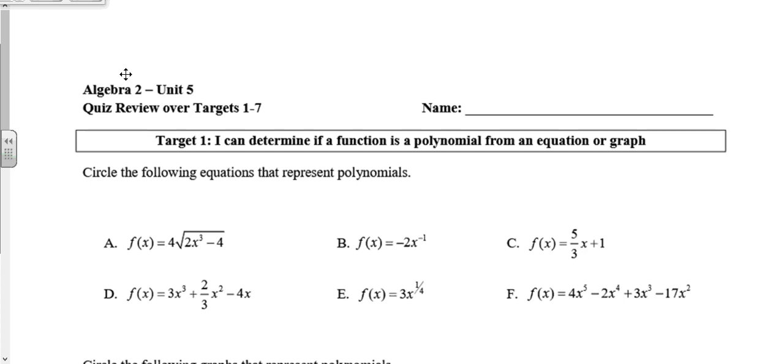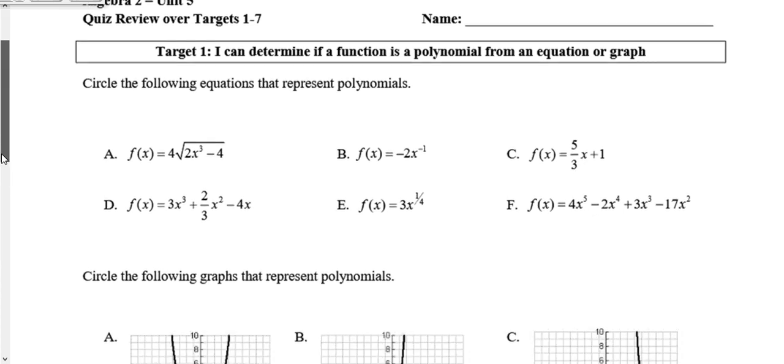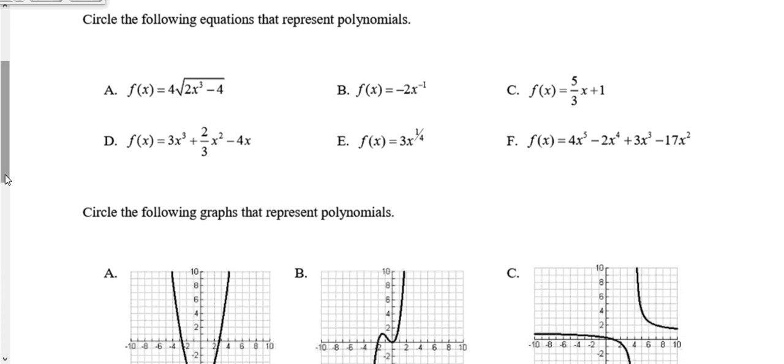All right, here's your homework preparing you for your quiz over targets 1 through 7. So just running through these targets, starting with target 1. So here we are deciding if we have a polynomial. So we're going to play a little bit of process elimination here.